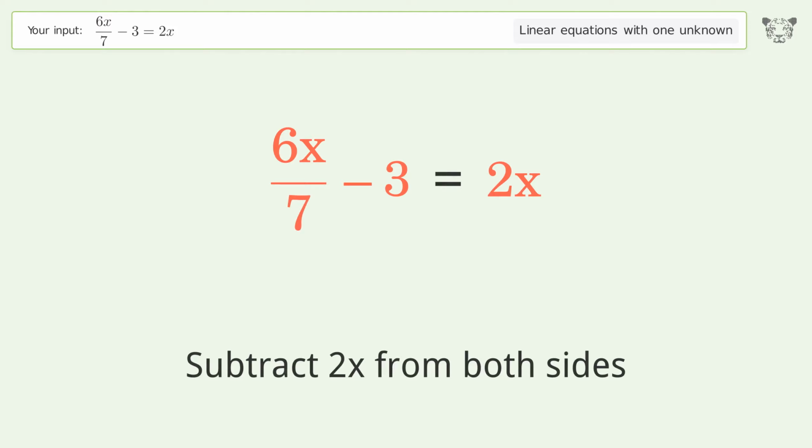You ask Tiger to solve. This deals with linear equations with one unknown. The final result is x equals -21/8. Let's solve it step by step.